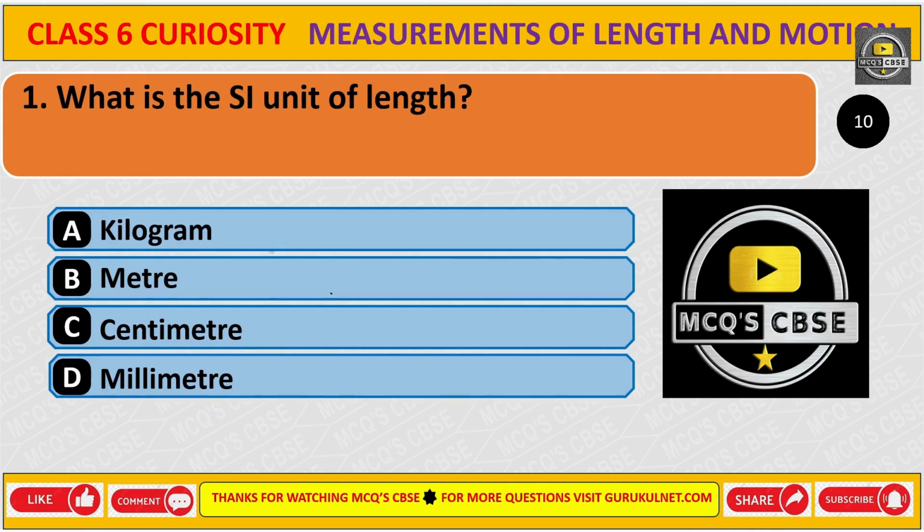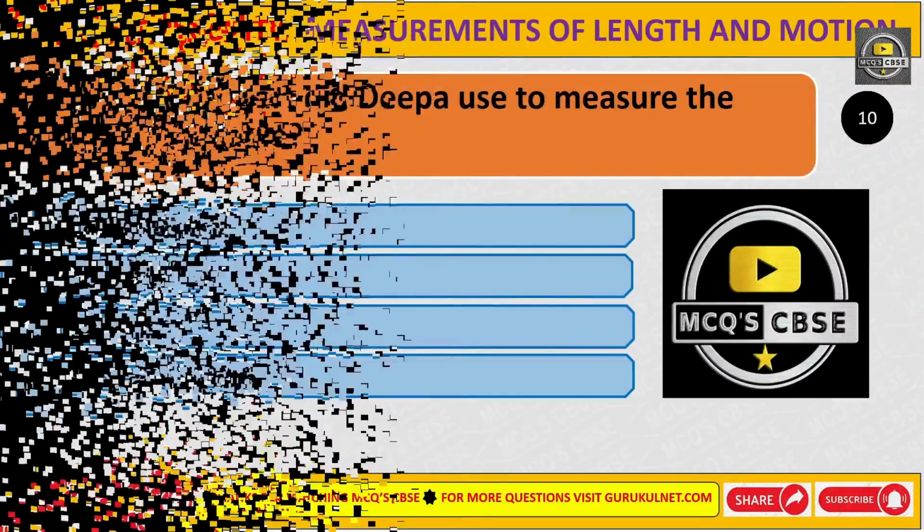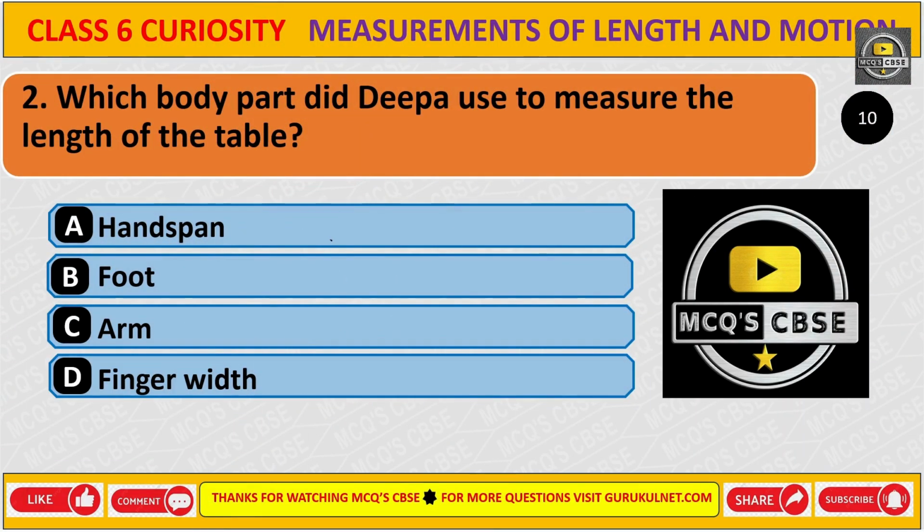What is the SI unit of length? And the correct answer is B, meter. Which body part did Diffie use to measure the length of the table? And the correct answer is A, hand span.